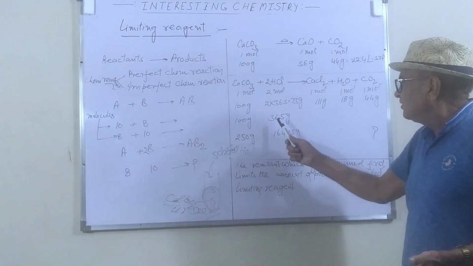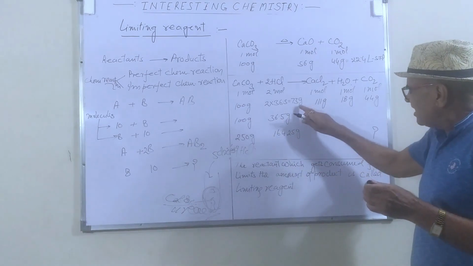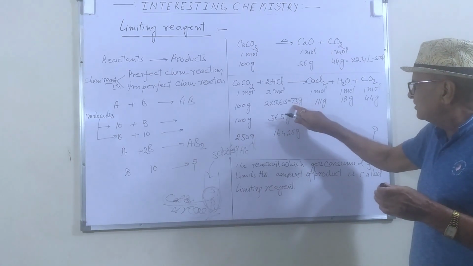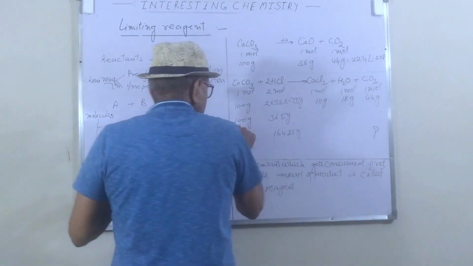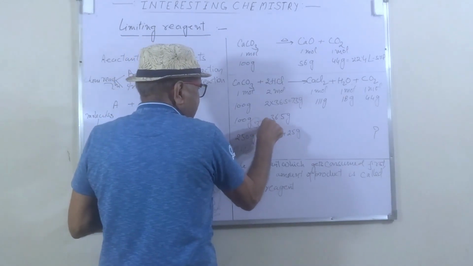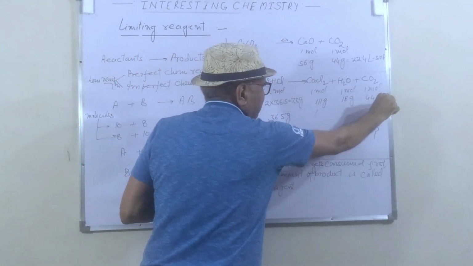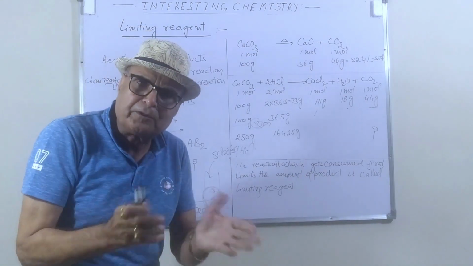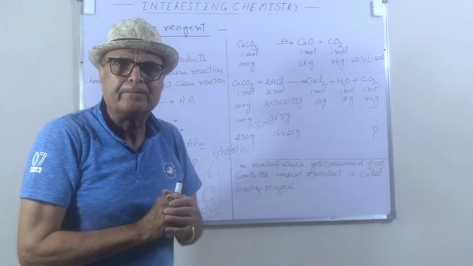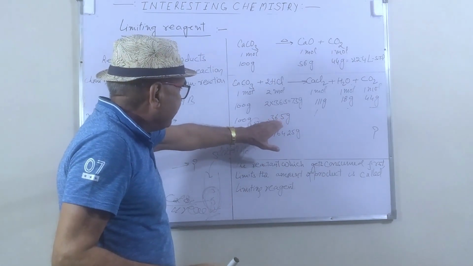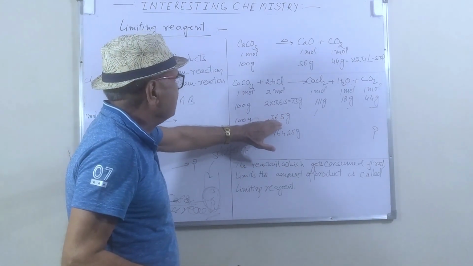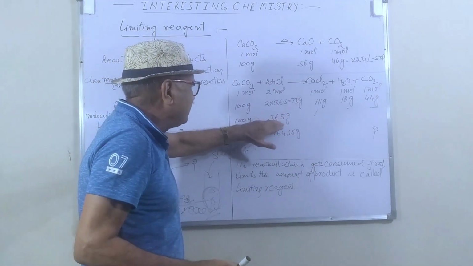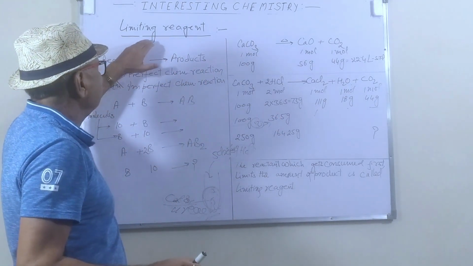But here again you can tell me that 36.5 is just half of the 73 gram. So only half of the calcium carbonate will react with this, and 50 gram of the calcium carbonate is left unreacted in this reaction. So this again, the lesser amount of the HCl here limits the production of the reaction, so it will be called the limiting reagent.